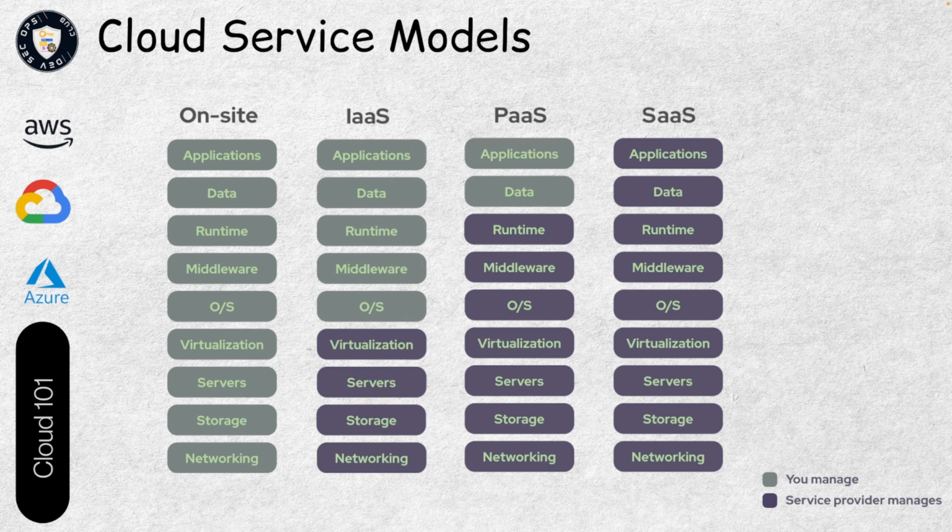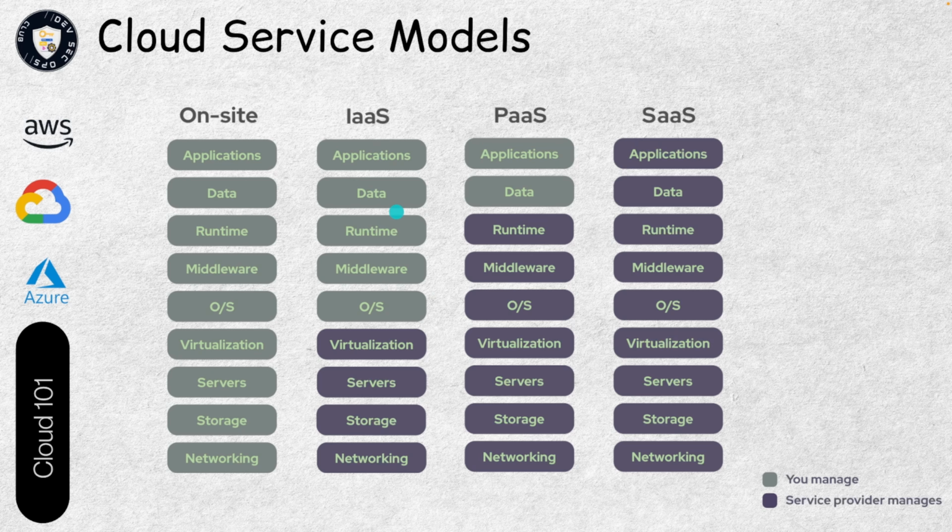Infrastructure as a service gives you access to core computing resources like virtual machines, storage, and networking. You manage the operating system and application, while the cloud provider handles the physical infrastructure. So consider these all as layers: application layer, data layer, runtime, middleware layer, operating system layer, virtualization layer, server layer, storage, and the networking.